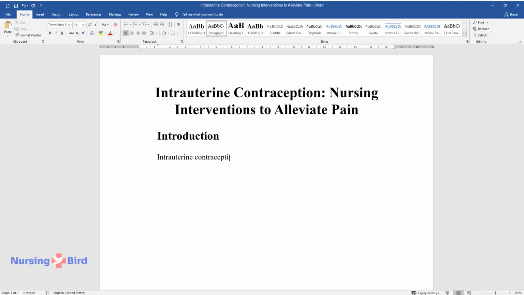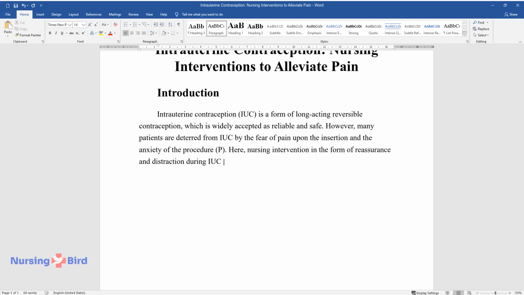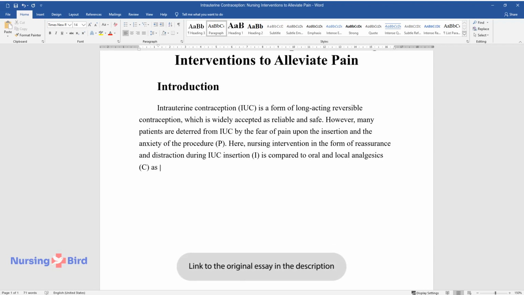Intrauterine contraception, IUC, is a form of long-acting reversible contraception, which is widely accepted as reliable and safe. However, many patients are deterred from IUC by the fear of pain upon the insertion and the anxiety of the procedure, P. Here, nursing intervention in the form of reassurance and distraction during IUC insertion, I, is compared to oral and local analgesics, C, as a method for relieving pain, O, before, during, and after the procedure, T.